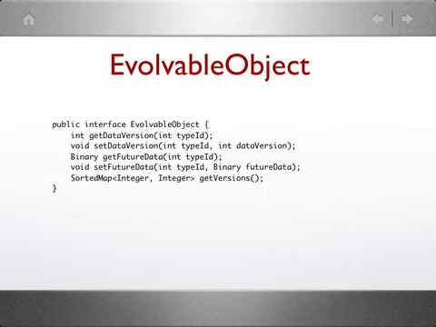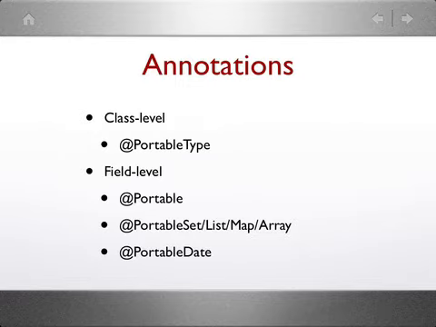Evolvable object, if you're familiar with the current Evolvable, you will see that it's very, very similar. The get data version, set data version, get future data, set future data. This doesn't exist. But the big difference is that now get data version is keyed by type ID. So for every class in the hierarchy, I can keep track of both data version and future data. They also have annotations.